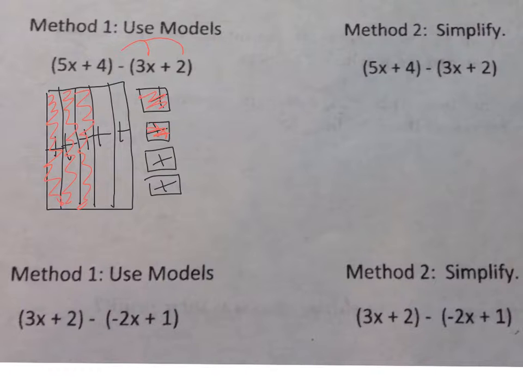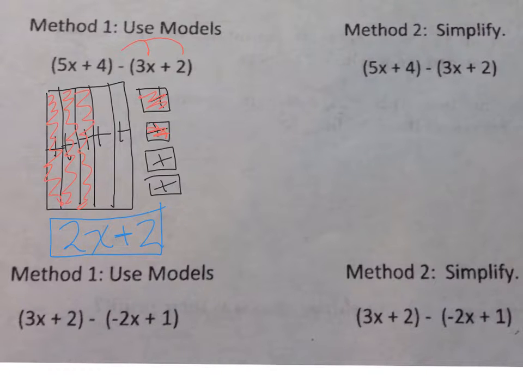And then your answer is going to be what you have left over. So I have 2 positive x's. So that means my answer is going to be 2x. And then I have 2 positive constants. So 2x plus 2 is my final answer.